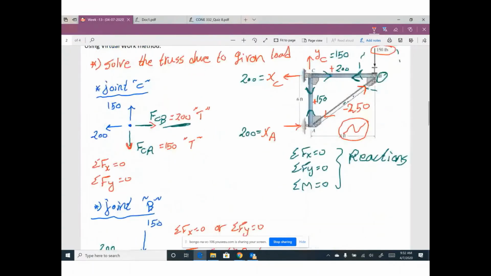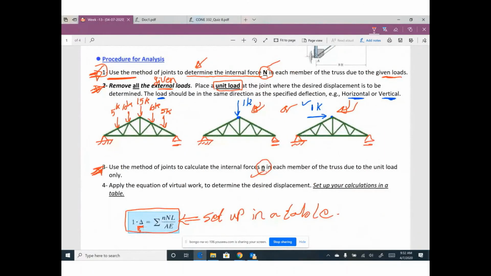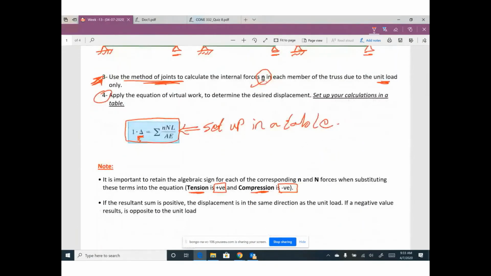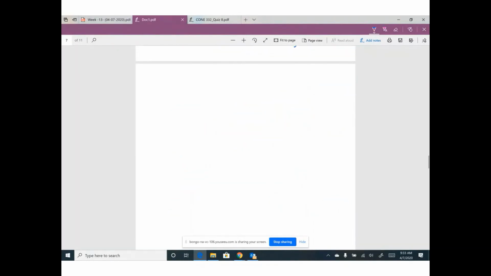Just a reminder. After you removed the given load and put your unit load, please go ahead and solve your truss one more time and determine the internal forces, called small n, in each member due to the unit load. Last step, we need to use this equation by setting up a table. So I will set up a table.